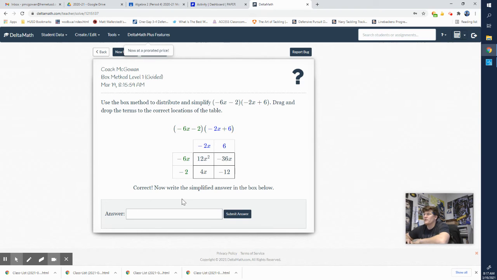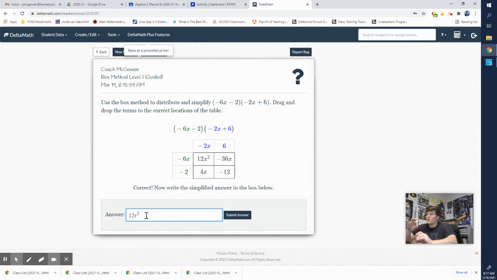All we got to do is combine. I'm looking at my x squared. There's only the 12. I'm looking at my 4x and a negative 36. 4 minus 36 makes negative 32x. And then the last one is a minus 12.